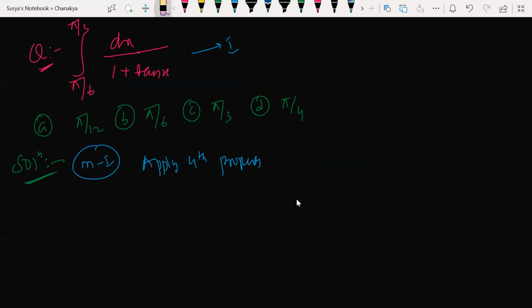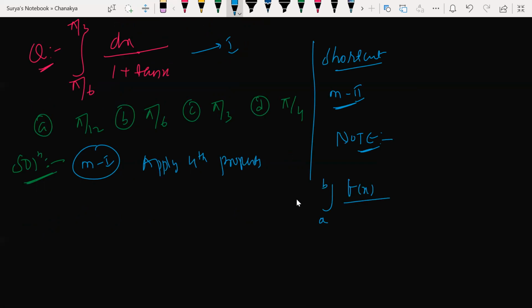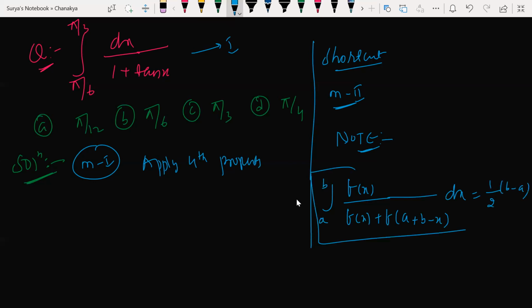What is the shortcut for this? See here, beta, when you take a note, whenever you have integral from a to b of f of x divided by f of x plus f of a plus b minus x, dx. In this type of questions, beta, simply write half of b minus a. That's it. This is the answer of this.